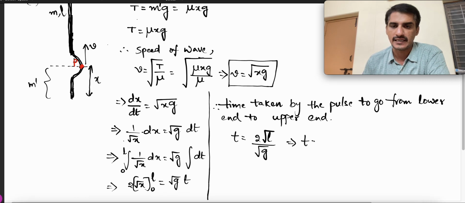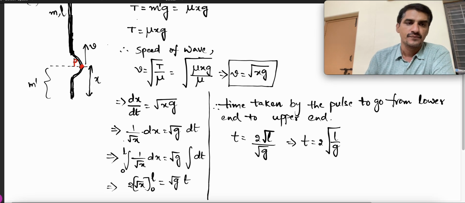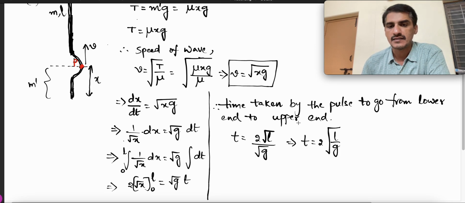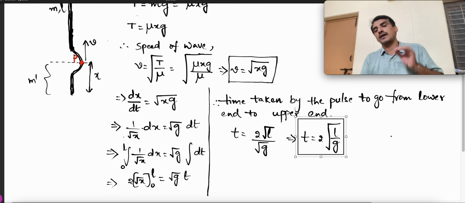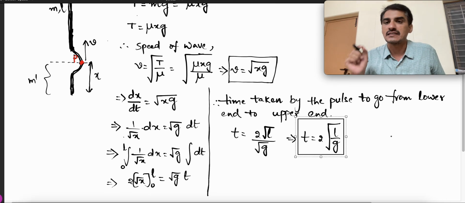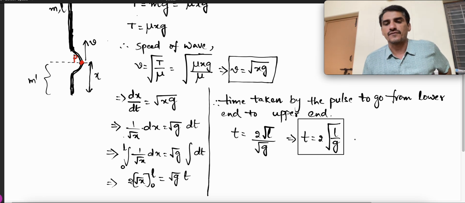Let us write it clearly. T is equal to 2 into root of L by g. This is the time taken by the pulse to go from the lower end to the upper end when a rope of certain mass is hanged from a fixed end. Okay? This is the time taken.